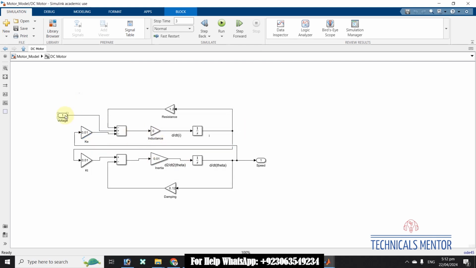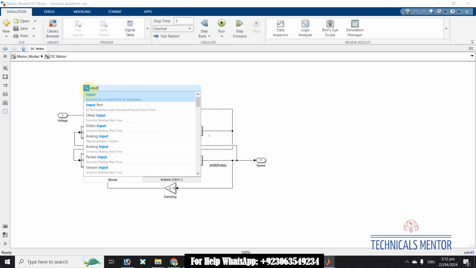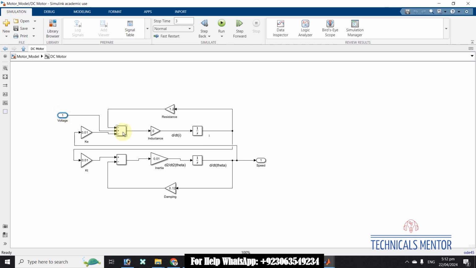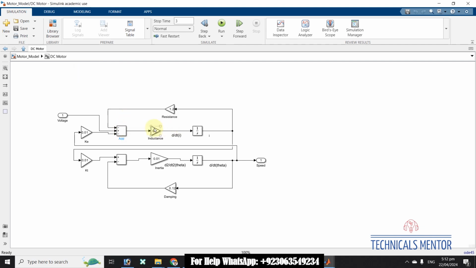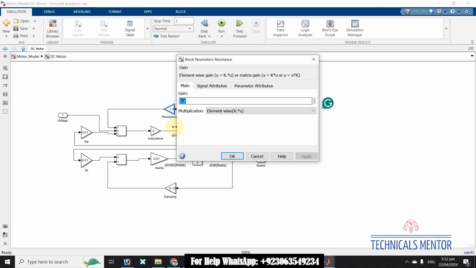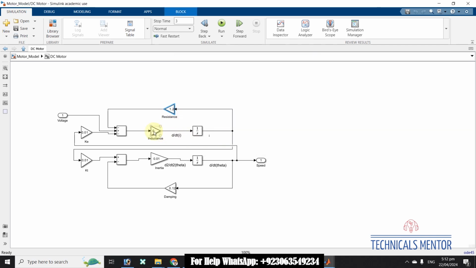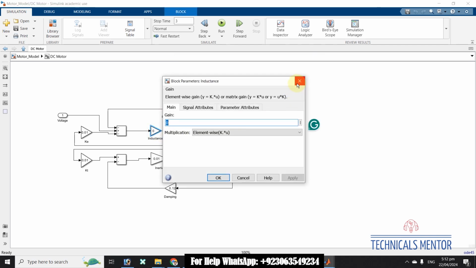We add just like input, you will get the input block here, and then you can search add block, you will get the add block here, and then you will get gain and you will get the gain block here. This is also a gain block, and then we will modify according to our resistance. This is inductance. This is also gain.